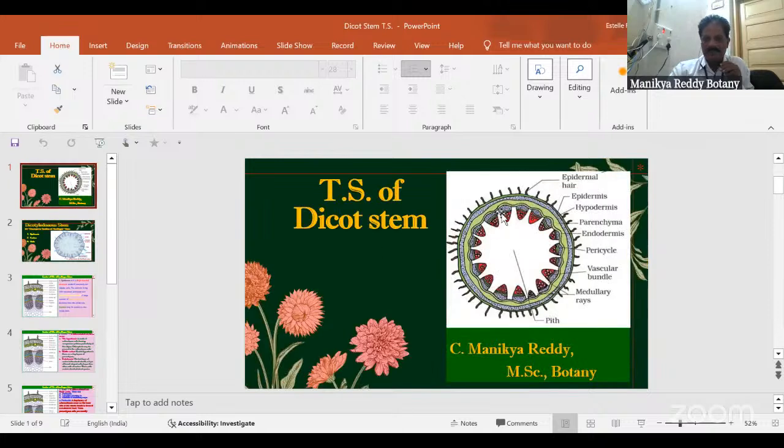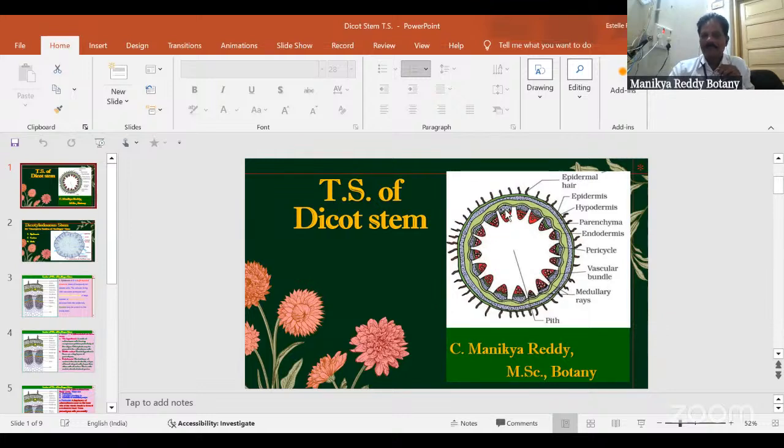So in this circle, each one is a vascular bundle. The vascular bundles are collateral because this light blue color and red color tissues could be seen on the same radius. That's why these vascular bundles are called collateral vascular bundles. And as you see, these collateral vascular bundles are limited in number, arranged in a circle.